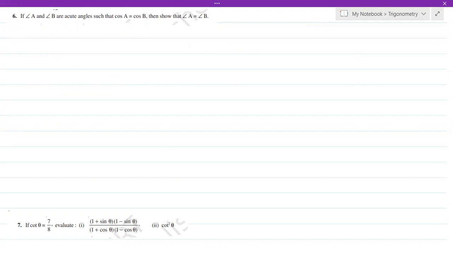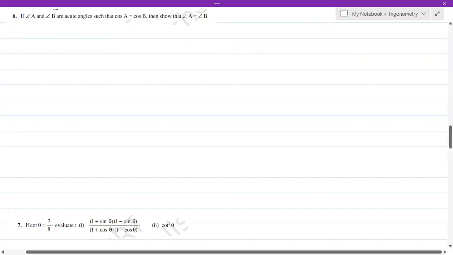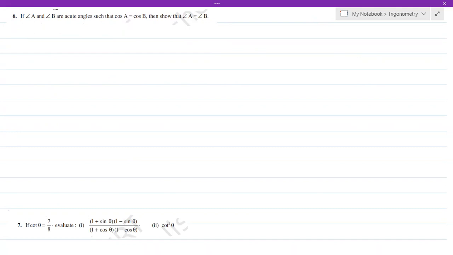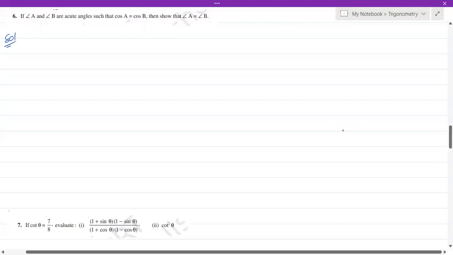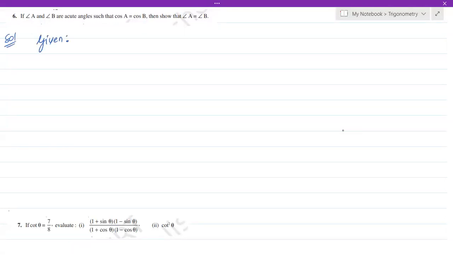If angle A and angle B are acute angles such that cos A is equal to cos B, then show that angle A is equal to angle B. So what is given in the question? It is given that cos A is equal to cos B, and what we have to prove is that angle A is equal to angle B.